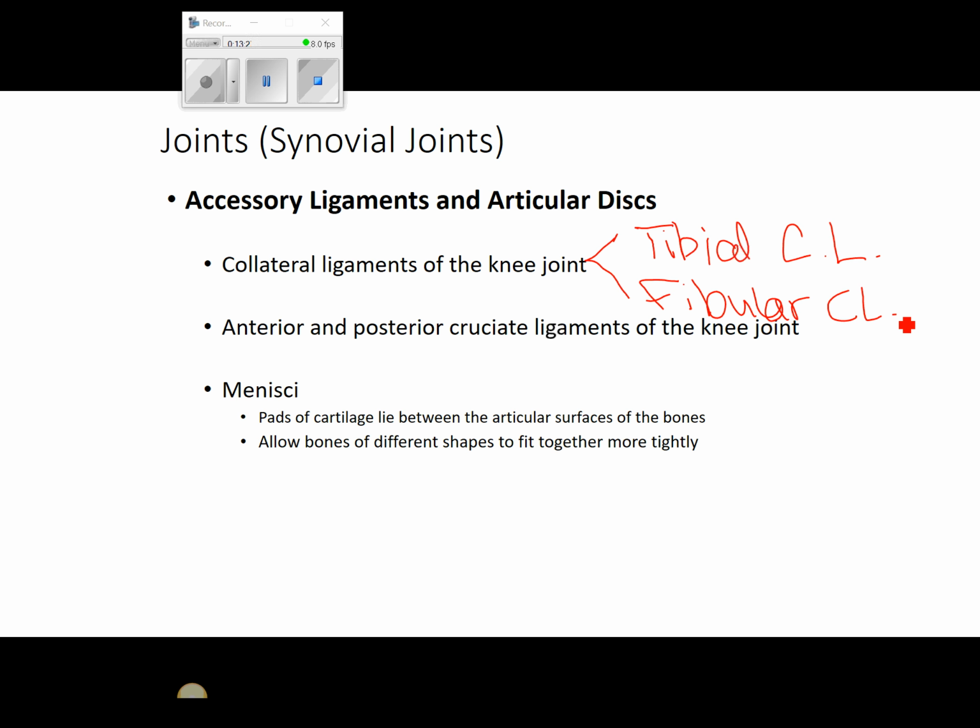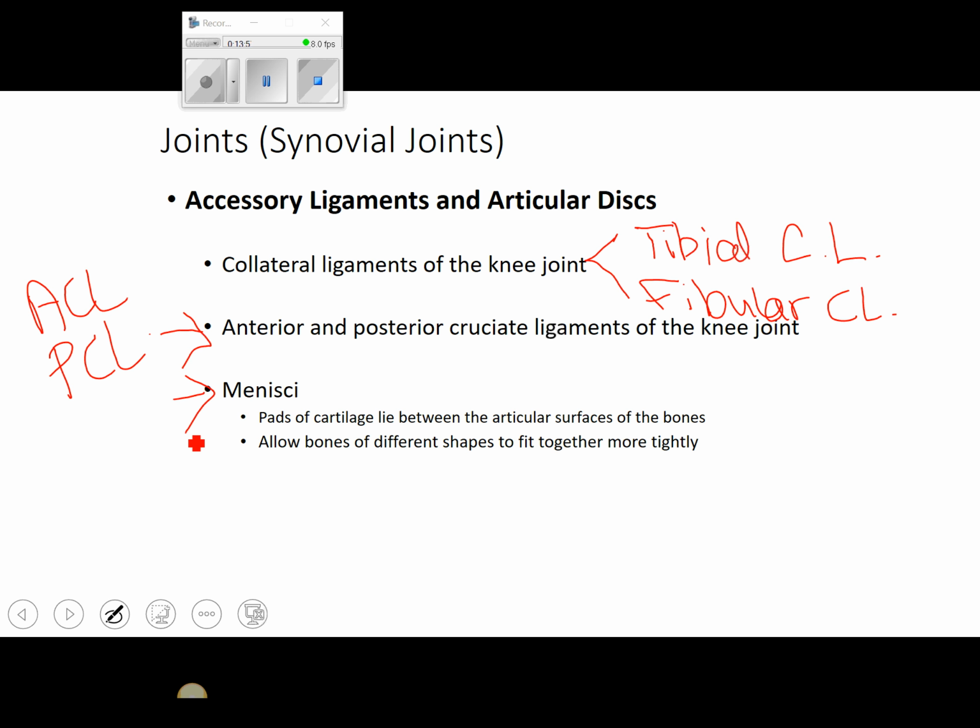Anterior and posterior cruciate ligaments of the knee. It's another accessory ligament. The cruciate ligaments run through the interior of the knee joint and are examples of what they refer to as intracapsular ligaments. These are known as your ACL and your PCL, and they lie inside that articular capsule.